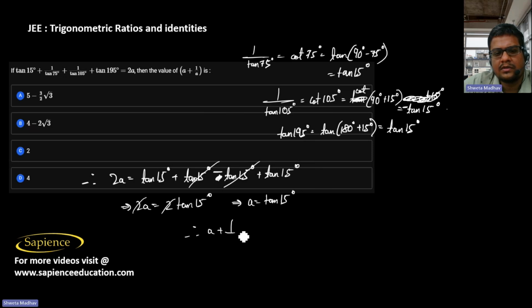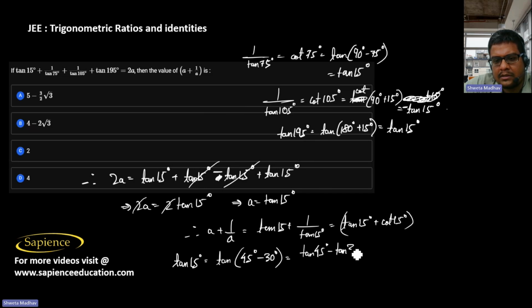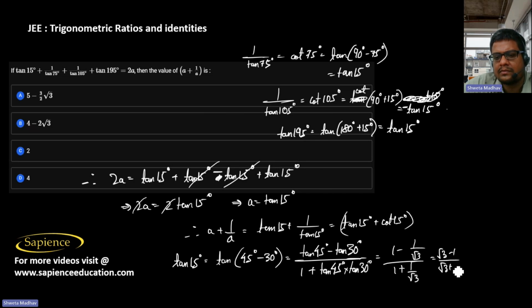So therefore the value of a plus 1 by a is equal to tan 15 degree plus 1 by tan 15 degree, which is cot 15 degree. So it is tan 15 degree plus cot 15 degree. Now tan 15 degree is nothing but tan (45 degree minus 30 degree). So it is equal to (tan 45 minus tan 30 degree) by (1 plus tan 45 into tan 30). So that will be (1 minus 1 by root 3) by (1 plus 1 by root 3). So this will be equal to (root 3 minus 1) by (root 3 plus 1).